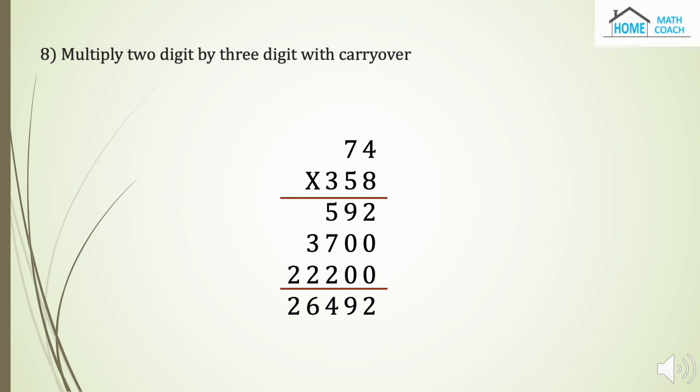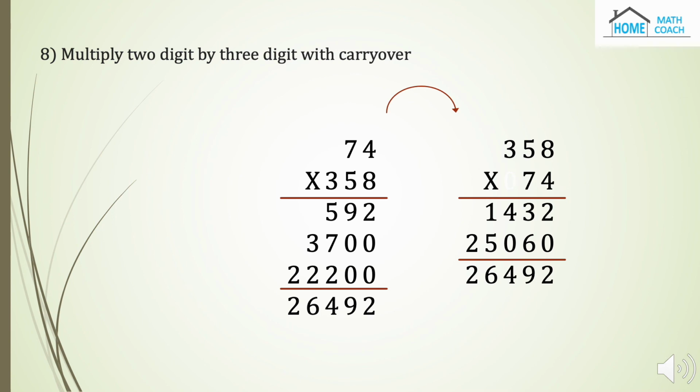In this situation, it is better to rewrite the problem and put the 3-digit number on the top and the 2-digit number on the bottom. The answer is the same, but as you can see, there's less writing, and we only need to add 2 numbers together instead of 3 numbers. We always want to do problems in such a way to minimize the chance of careless mistakes.